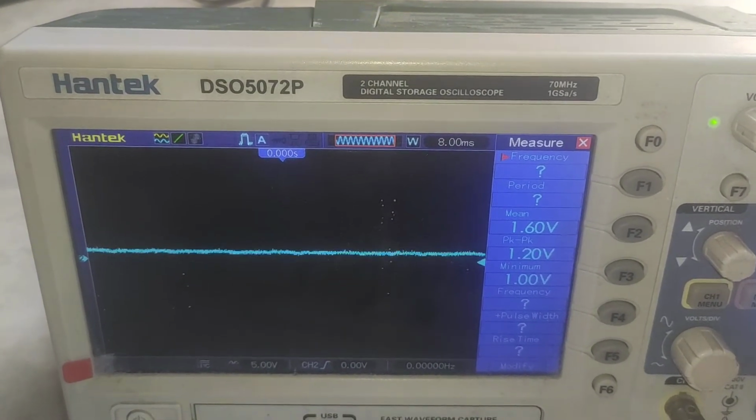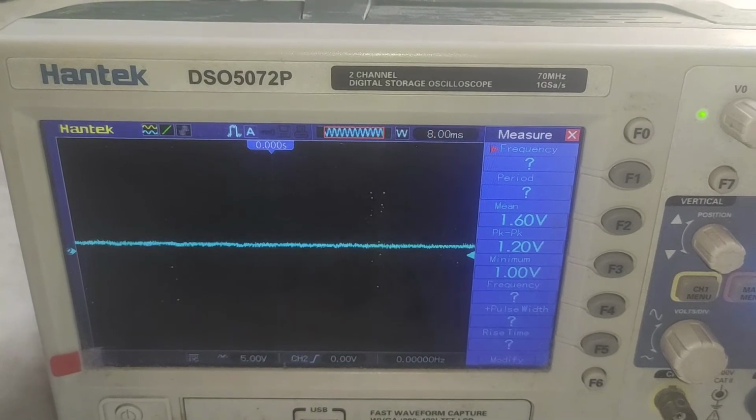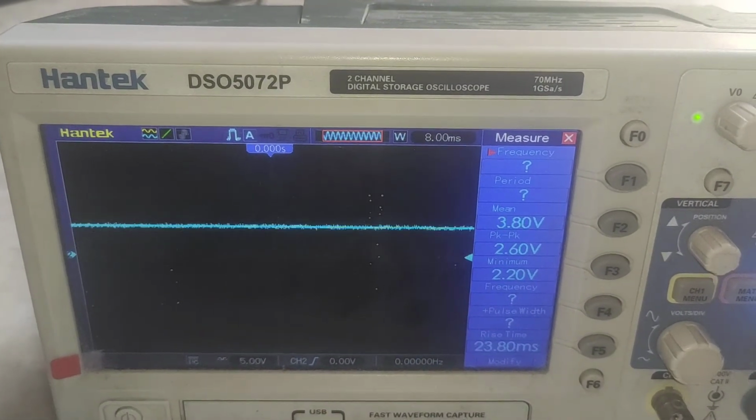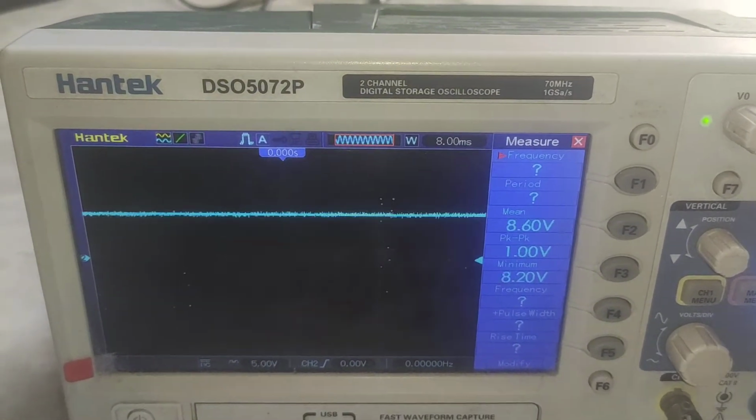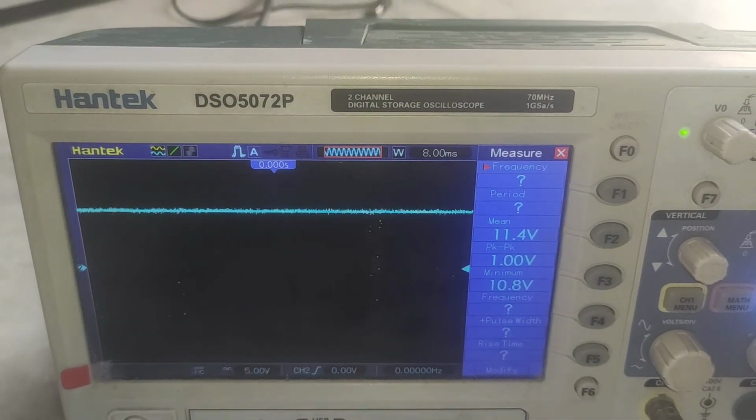So the lowest voltage we are getting is 1.6, and the highest voltage is 11.4.